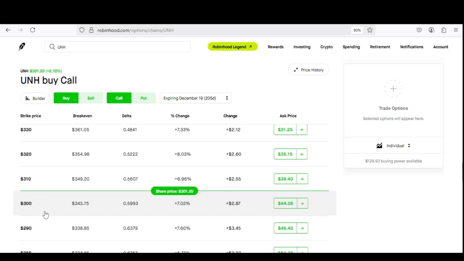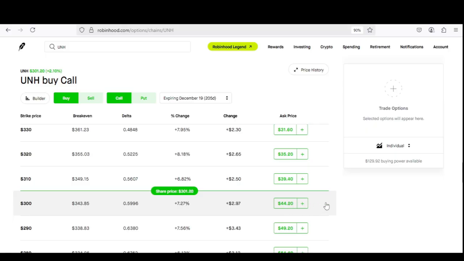Now, with the $300 strike price, I have a delta of around 0.6 right here. I'm going to show you how to make money with the delta shortly. Now, $300 strike price, hopefully you follow me, delta 0.6. We're going to have to pay for this option strategy. The amount we're going to have to pay is going to be $44.